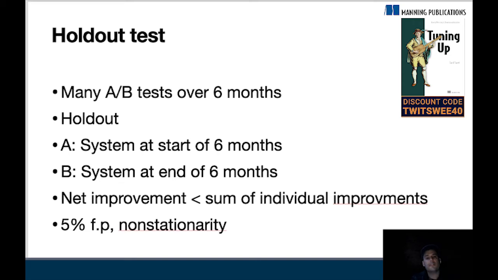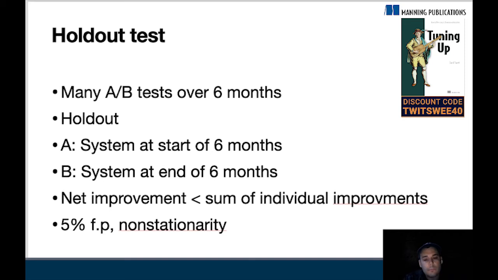So the first problem is this. Imagine you run many A/B tests over, let's say, 6 months. And a common problem is this. I have it actually down here, the second to last bullet. It says net improvement is less than the sum of individual improvements.